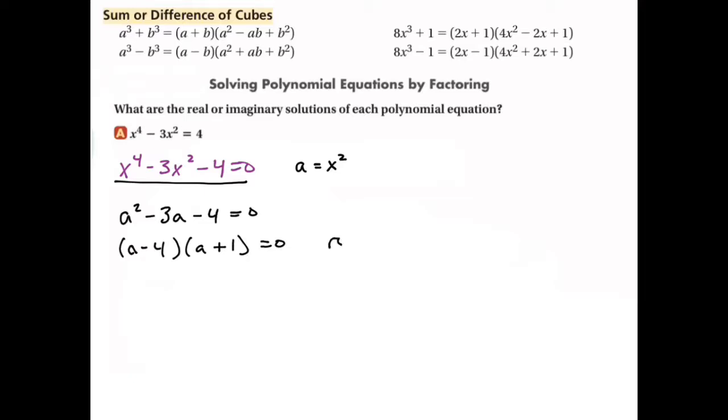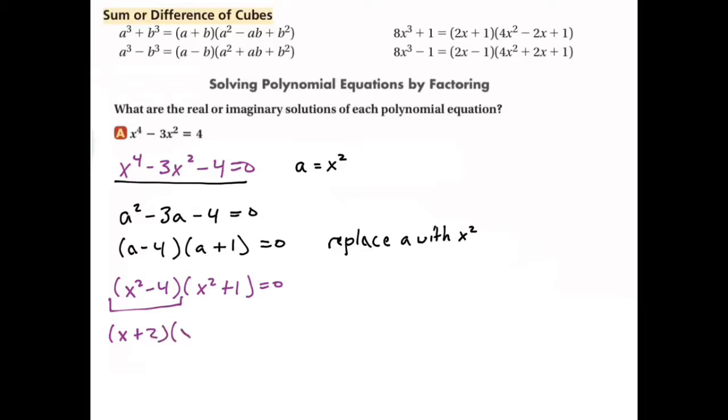Now we're going to replace the a with the x squared. So now it's going to look back like what we were looking at before. So this becomes x squared minus 4, and then x squared plus 1 equals 0. This one I can factor again. This is the difference of two squares. So this is just going to become x plus 2, x minus 2. This one not factorable, so it stays x squared plus 1 equals 0.